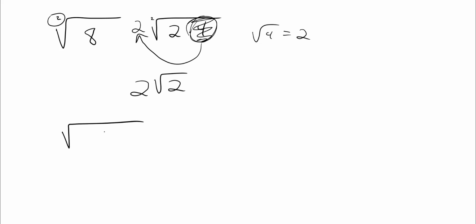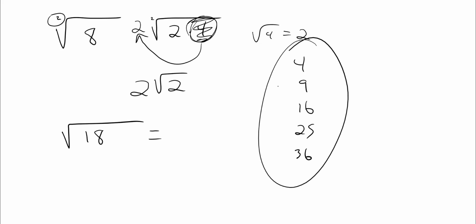Let me give you another example. If I said the square root of 18, you're trying to think of numbers that go into 18 that are perfect squares. You should know the perfect squares. If you don't, have them written down. So 4 and 9, right? 2 squared is 4, 3 squared is 9, 4 squared is 16, 5 squared is 25, 36, etc. They should be in your brain a little bit. If not, you should have them written down someplace, so at least you can glance over at them.